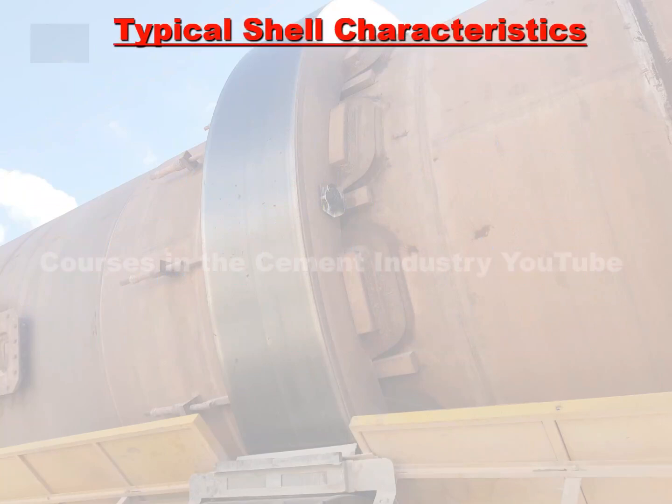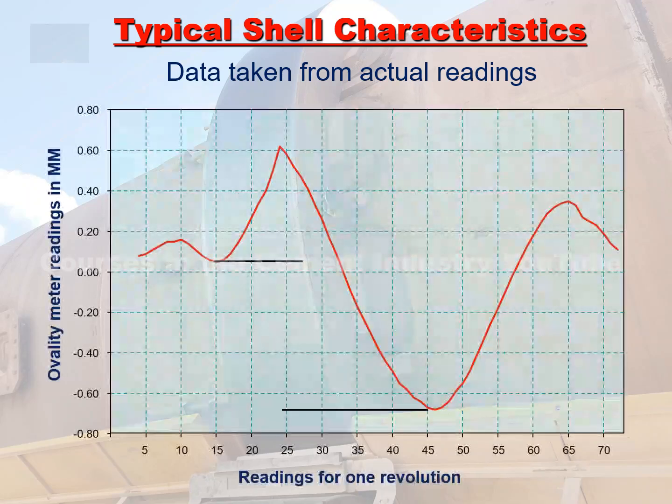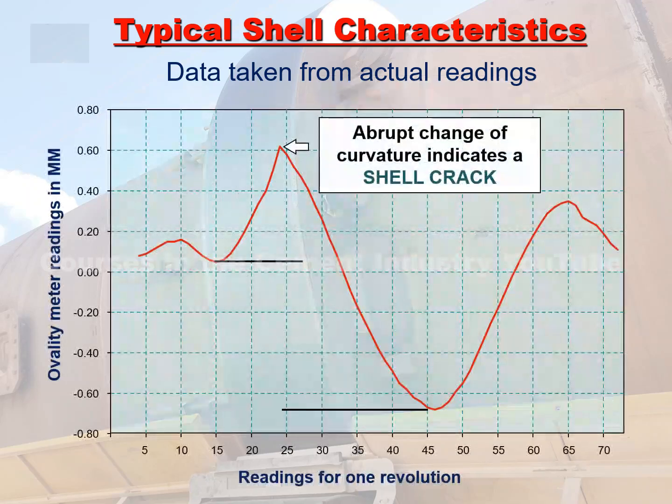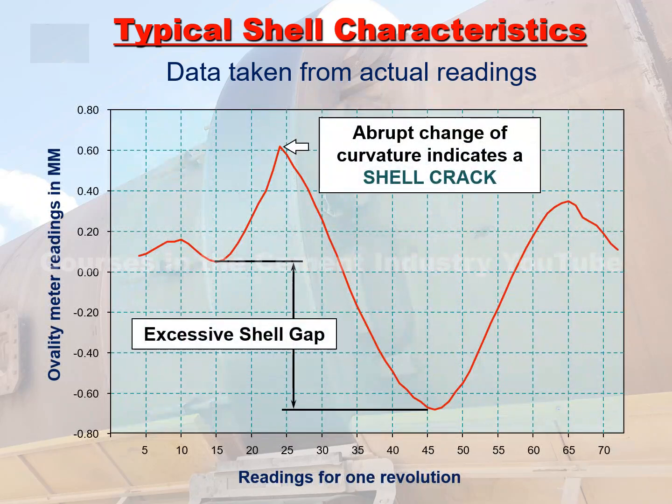Typical shell characteristics. Data taken from actual readings. See in this diagram. Abrupt change of curvature indicates a shell crack. Excessive shell gap.